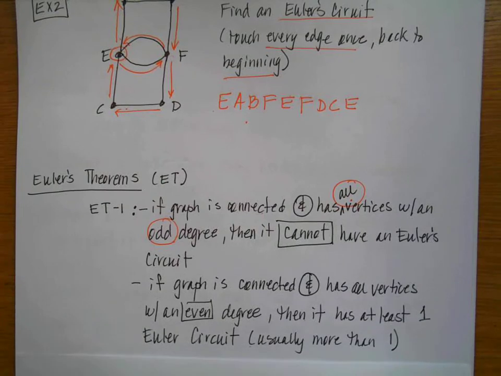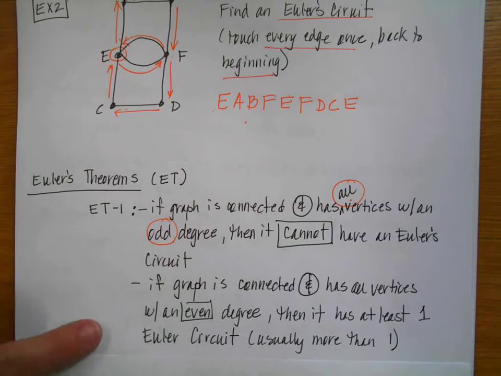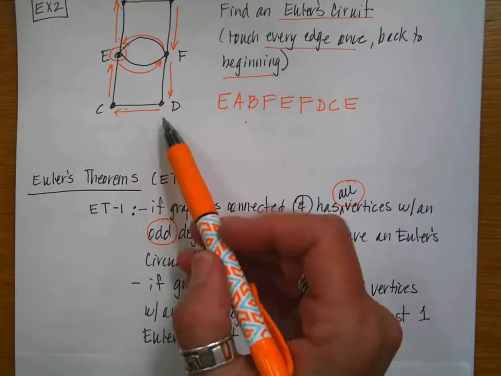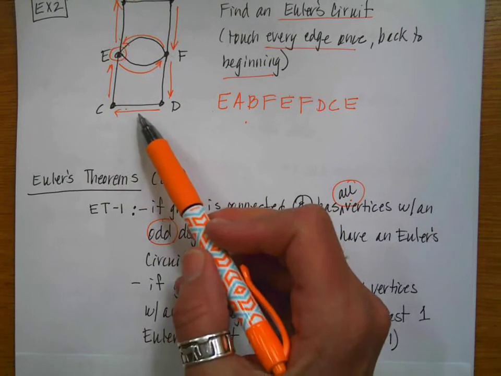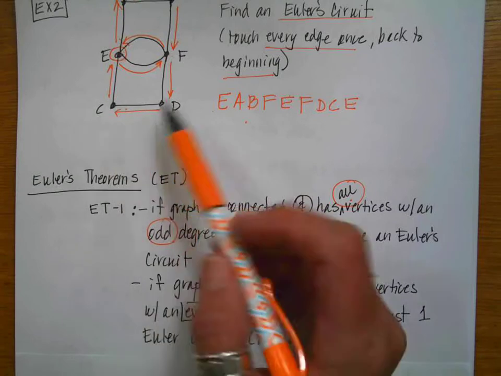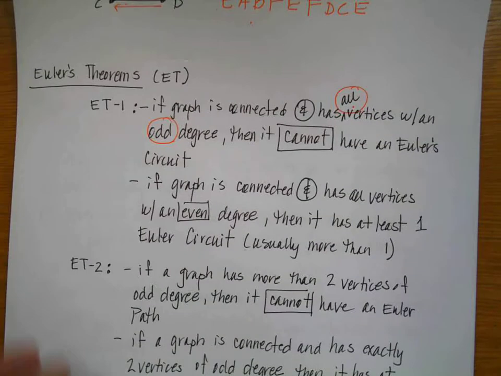The next one says, if the graph is connected and has all vertices with an even degree, then it has at least one Euler circuit and often more. So in this case, I had two odd vertices, but in this one, if all of the vertices are even, then it has at least one Euler circuit. So if we're managing our graphs, one of the very first things that we're going to want to do is look for the degree at each vertex, because that will help us determine if there is an Euler circuit or if there are multiples. Okay?